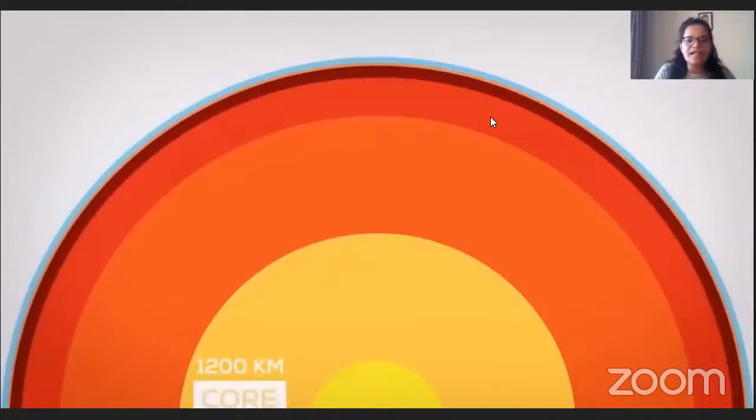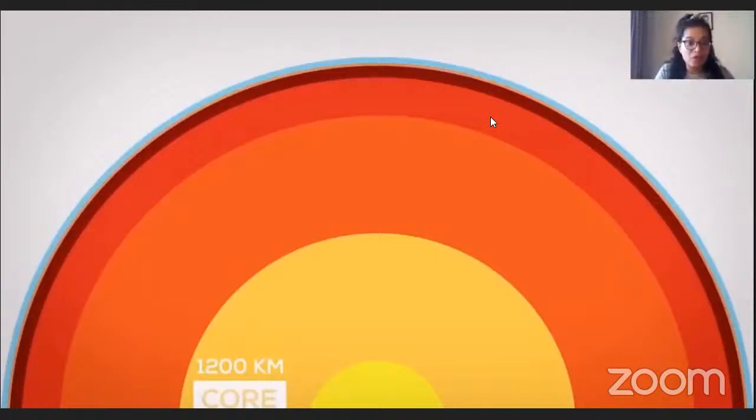Now let us understand about the inner core. Inner core is the solid part, which is again made up of iron and nickel, but it's a solid ball made up of iron and nickel, unlike the outer core, which is liquid. So the inner core is a huge ball of iron and nickel, and it is around 1,200 kilometers.